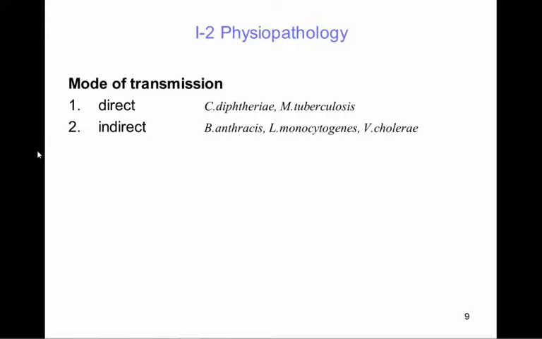Indirect transmission also exists. In this case, you've got one infected person. Bacteria are transmitted to something else, and then later on they infect the next person. So there's no direct contact between these two people who get infected. There's some kind of intermediate stage.